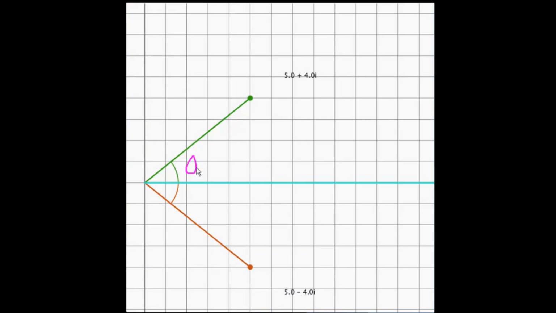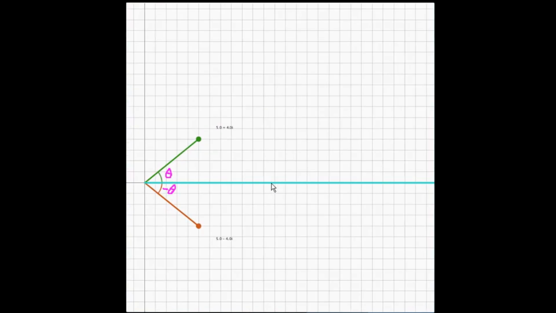So if we call this angle theta, well then this angle is going to be negative theta. And so when you multiply these two together, you're going to add theta and negative theta, which is going to give you 0. And since the angle 0 is right on the real axis, it's going to give you a real number. So that's the 4 operations in the complex plane shown visually, rather than algebraically. But what about exponents, huh? What about the roots? Alright, let's get to exponents.